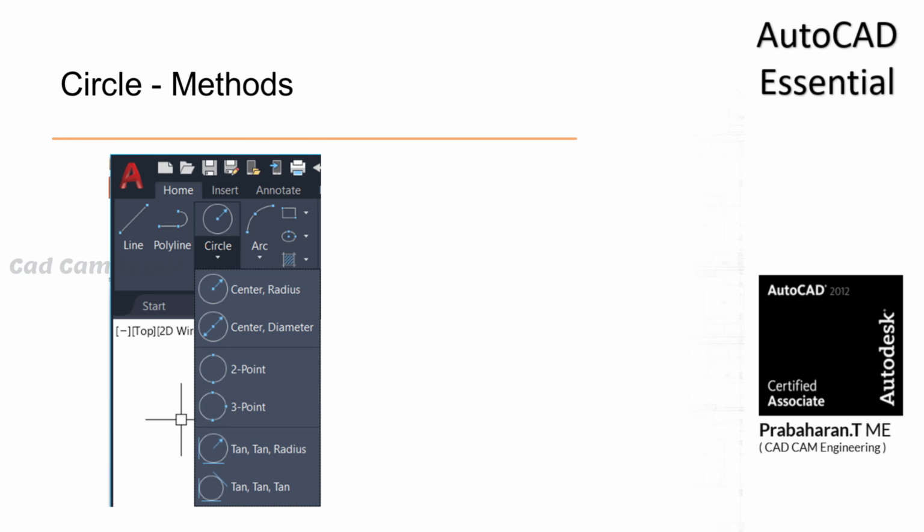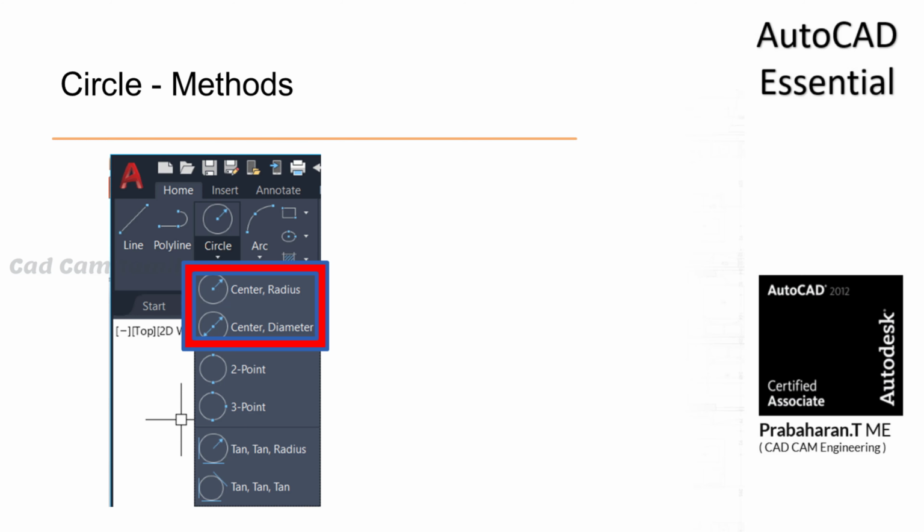In AutoCAD, we have plenty of methods to draw a circle: center point radius, center point diameter, 2-point method, 3-point method, tangent tangent radius, and tangent tangent tangent. So there are 6 methods to draw a circle. We will discuss them one by one in detail. Let me discuss center point radius and center point diameter.